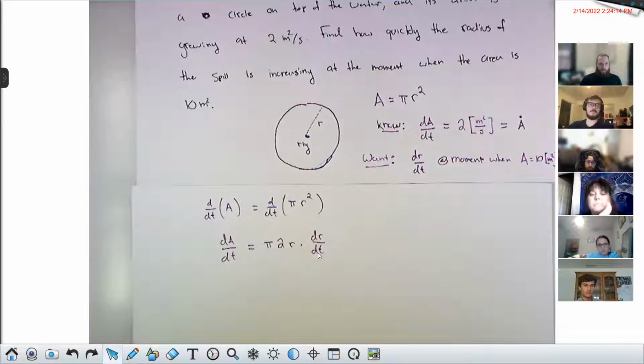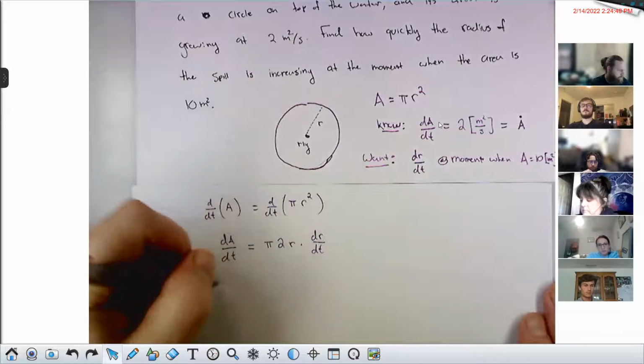Our goal is just to answer the question, how fast is the radius increasing at the moment when the area is 10 meters squared? And if we look at this differential equation, there are some things here that I know and some things here that I want. One of the things that I know is dA/dt. I know that the oil is coming out of the rig at such a speed that the area is increasing at 2 square meters per second. So dA/dt is always 2.